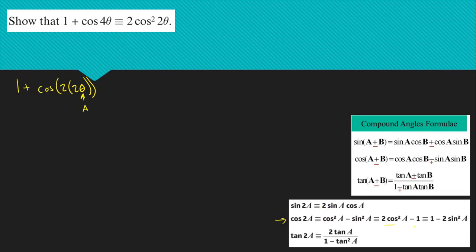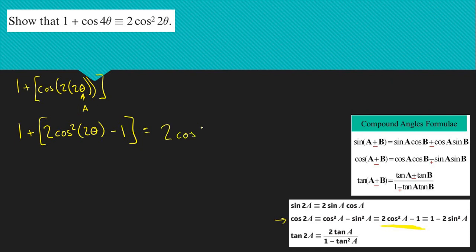So the one I'm going to use is that one there. It wouldn't make any sense for me to use one which introduced sine. So what I'm going to have is 1 plus 2 cos squared of 2 theta minus 1. Okay, that's what that chunk there turns into. It's helpful to identify that A to use it throughout. 1 take away 1 is 0, and so you get 2 cos squared of 2 theta as expected.